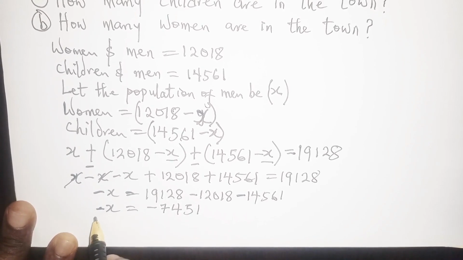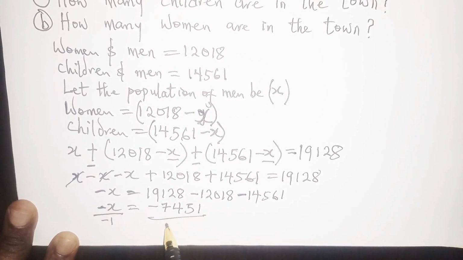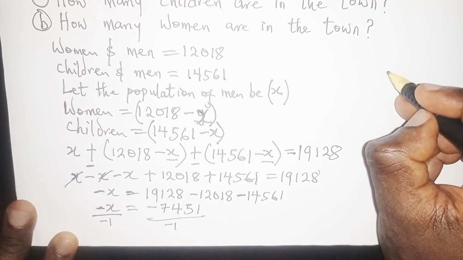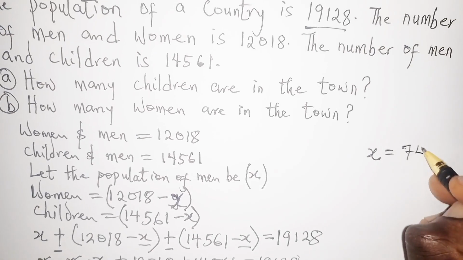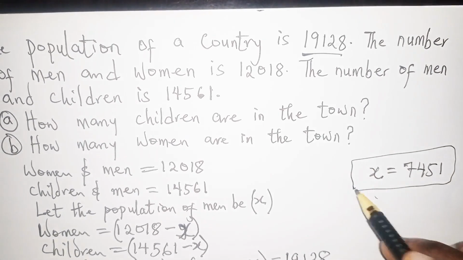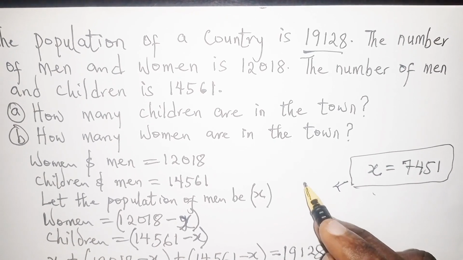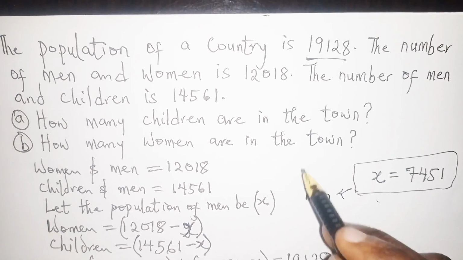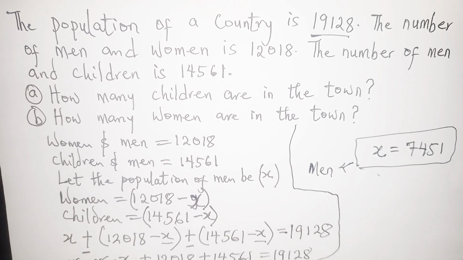So we simply do what? Divide through by the coefficient of X, which is -1. And that simply means that X equals 7,451. So this gives us the population for men. This is the population of the men in the village.